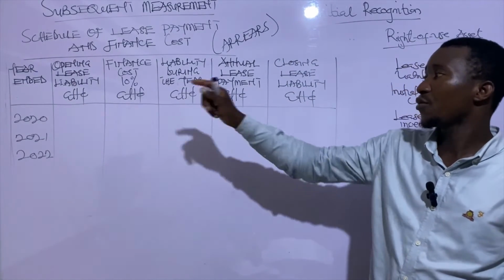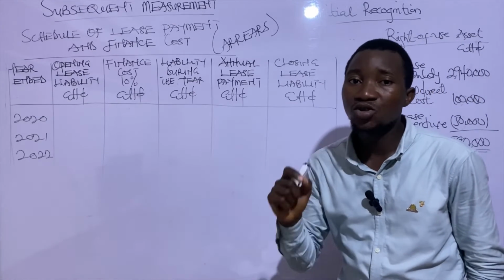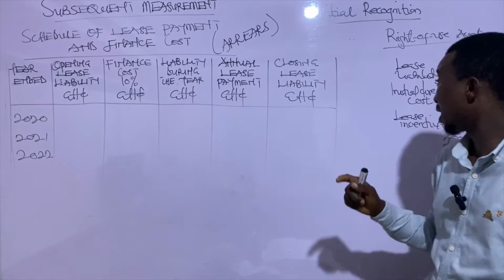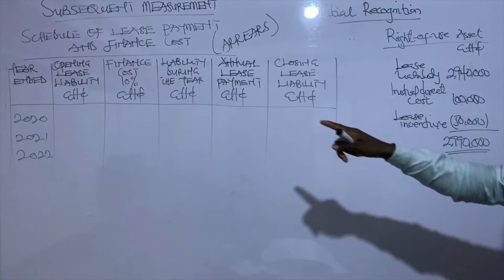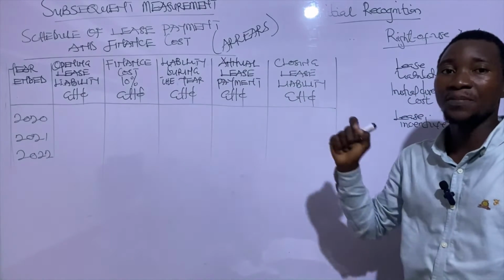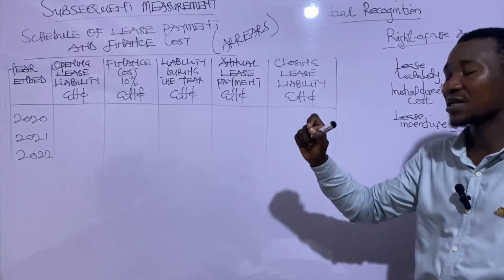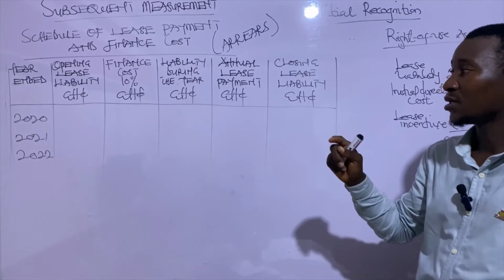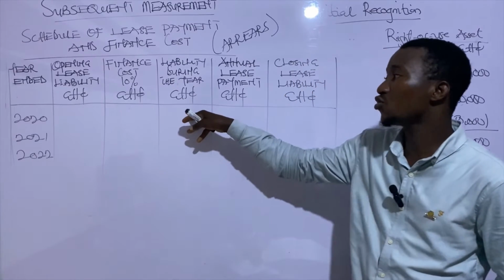Then we continue with the opening lease liability. The opening lease liability happens to be at initial recognition. We've recognized the lease liability, and I've just cleaned it. So you can see the lease liability we had at initial recognition. That will be the opening lease liability. Then the finance cost: the interest rate implicit in the lease here is 10%. When we apply that, that gives us the finance cost. Then the addition of the opening liability and the finance cost gives us the liability during the year.